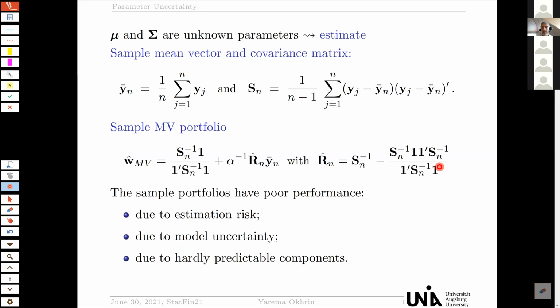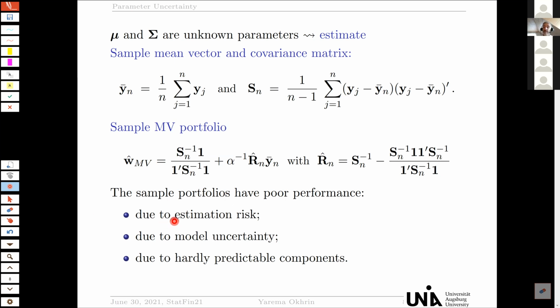Now, everyone knows that if we simply apply these formulas in practice, the performance is going to be very poor. It is well documented in the literature that despite all the nice theoretical advantages, the practical aspects of classical portfolio theory are pretty poor, and this is because of several reasons.